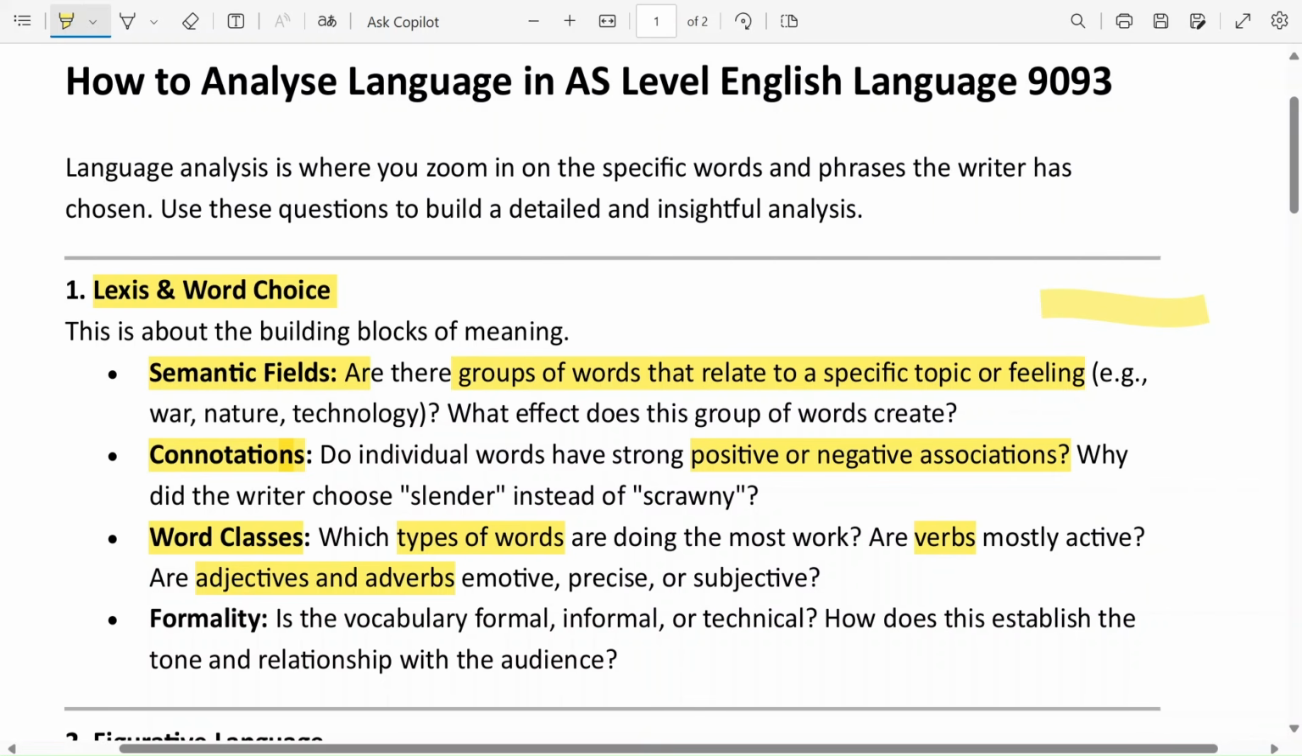And finally, look at formality. Is the vocabulary formal, informal, colloquial, which would include slang, or perhaps technical, which would include specialist jargon? How does this choice of words set the tone and establish the writer's relationship with the audience?